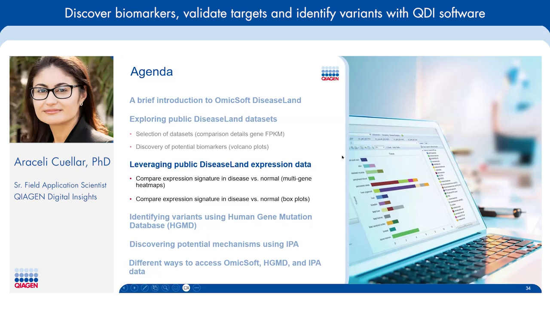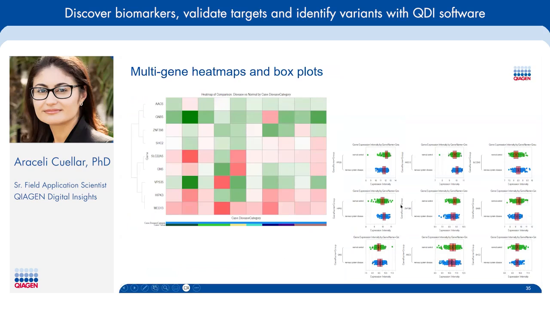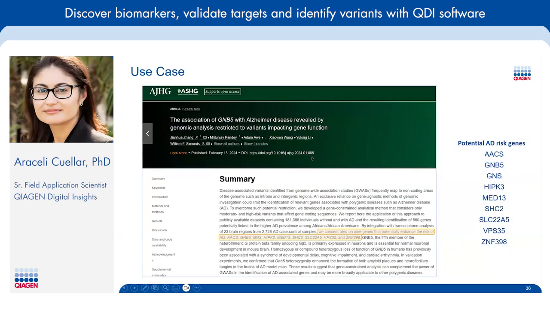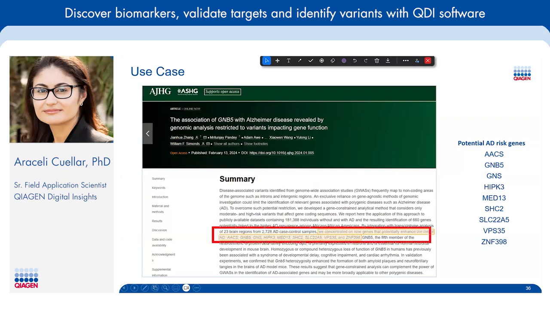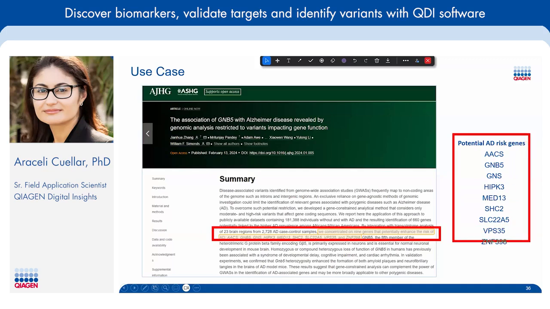Awesome. Now let's take a look at how you can leverage public expression data. You can do this by generating heat maps and box plots to help you identify potential biomarkers and targets that you can investigate using HCMD and IPA as well. Let's say that you read this GWAS study looking at potential markers and variants for Alzheimer's disease. In this study, they identified 9 genes that could potentially impact Alzheimer's disease. You want to look at the expression of these genes to help you sort out whether these are good targets, or perhaps they may be targets for something else.